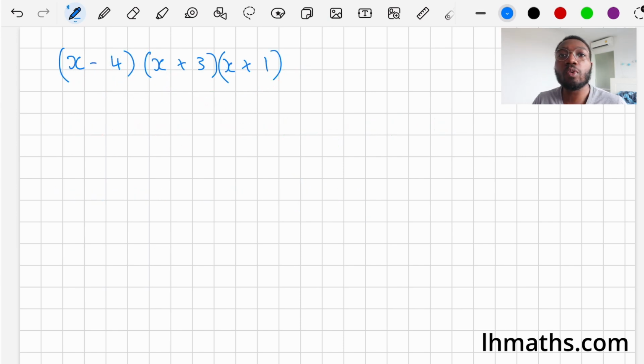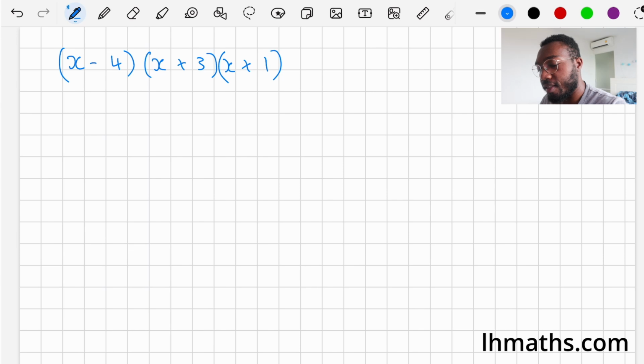Okay, so now we have this question. We have x minus 4 times by x plus 3 times by x plus 1. So now we have 3 separate brackets, and we need to multiply them all together. For this question, what I would advise you to do is just look at 2 brackets, multiply those 2 brackets fully, and then once you do that, multiply it by the 3rd bracket. So we're going to start off by just looking at x minus 4 and x plus 3.